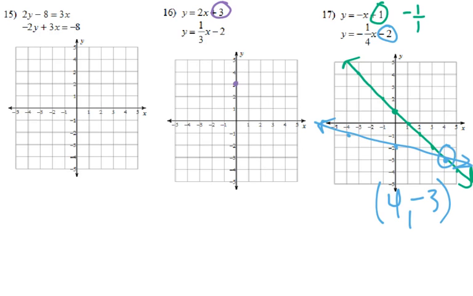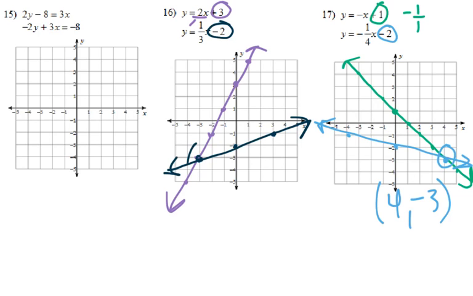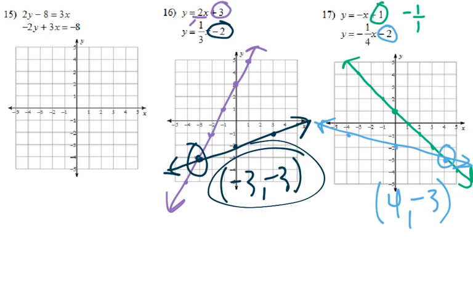Okay, positive 3. 2 for a slope, so make that 2 over 1. So up 2 to the right 1, or down 2 to the left. Same pattern. Negative 2 to start us. 1 over 3, so up 1 to the right 3, or down 1 to the left 3. Should be able to see where it intersects right there at negative 3, negative 3. There's our answer. Okay, now if we look at number 15, these ones are a little crazier, aren't they?